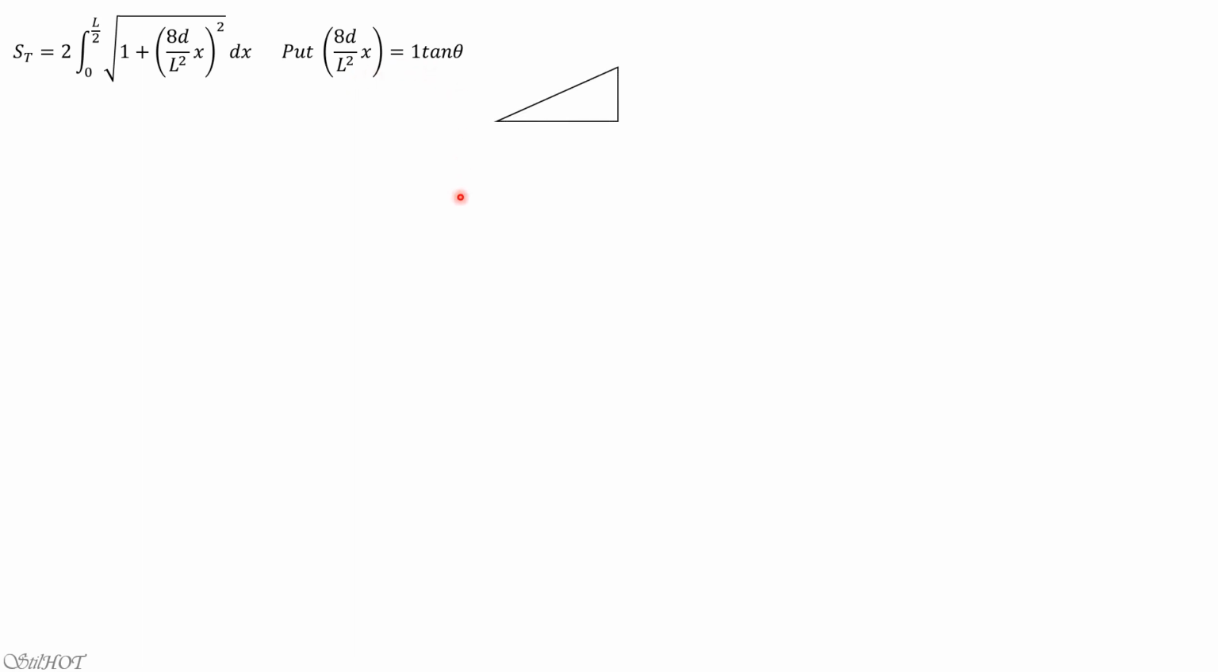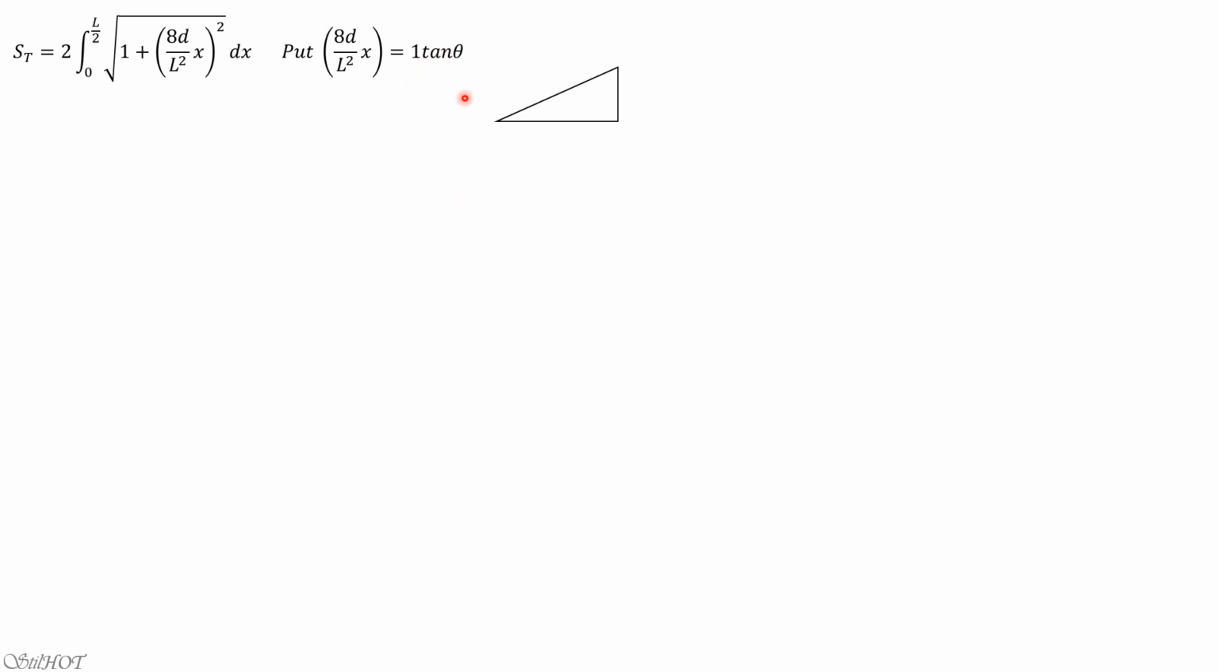So let's now move on to derive the exact formula for computing the length of the cable. So let's go back to the original expression, 2 integral 0 to L over 2 of square root of 1 plus 8b over L squared x squared dx. Then we put the variable, which is 8b over L squared x, as u equals a tangent theta, and a is 1, remember? Then differentiating with respect to x, so 8b over L squared dx is derivative of tangent is secant squared theta times differential of theta.